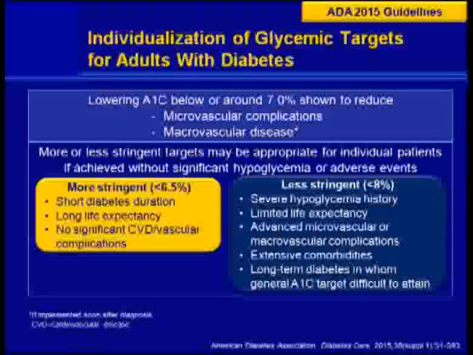More or less stringent targets may be appropriate for individual patients if achieved without significant hypoglycemia or adverse events. A more stringent target of 6.5 applies if there is short duration of diabetes, long life expectancy and no CVD or vascular complications; then we can expect tight control in hypertensive patients. But we need to be less stringent, allowable up to less than 8, if there is a severe hypoglycemic history, limited life expectancy, advanced microvascular or macrovascular complications, extensive comorbid conditions, or long-term diabetes in whom the general HbA1c target is difficult to attain.